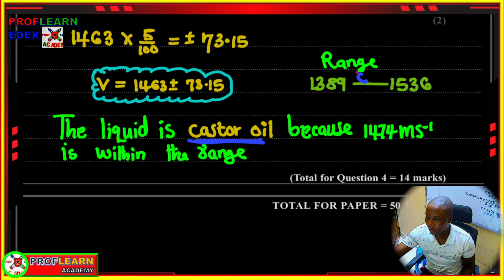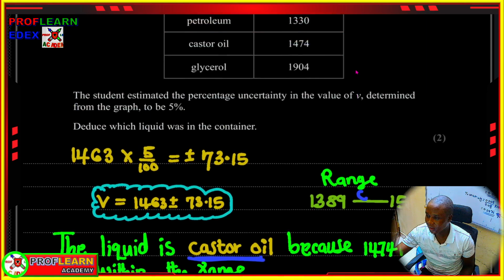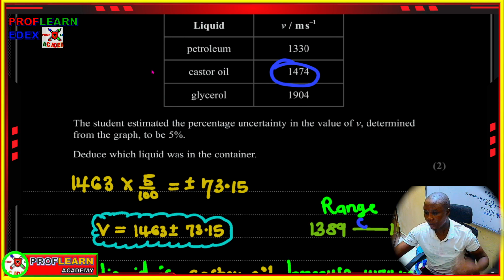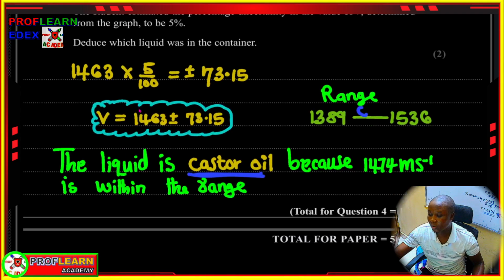Let's go and check on the table for castor oil. What's the velocity of castor oil? Castor oil is 1474, and you can see it's between 1489 and 1536. So the only liquid is castor oil. So that's why you need to work it out.